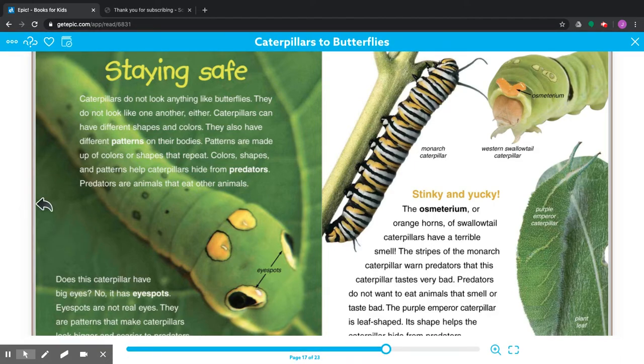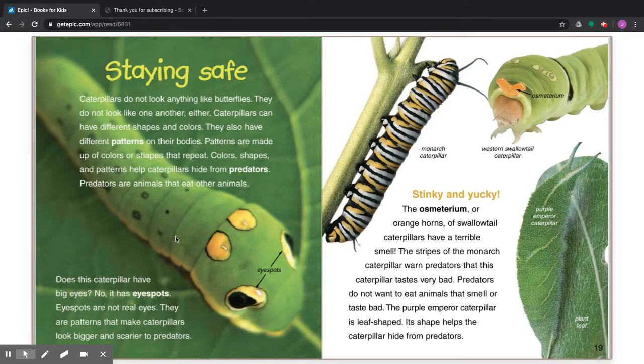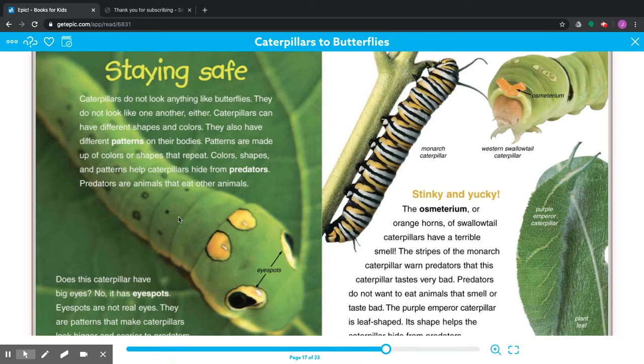They are patterns that make the caterpillar look bigger and scarier to predators. So it makes the caterpillar look more threatening or scary than it actually is. It kind of makes it look more like a snake to me. Okay, now let's look over here.